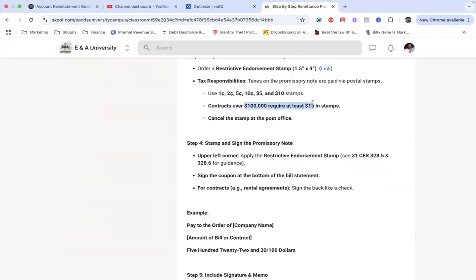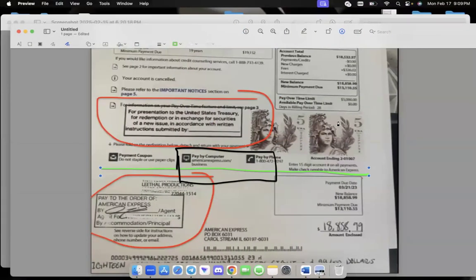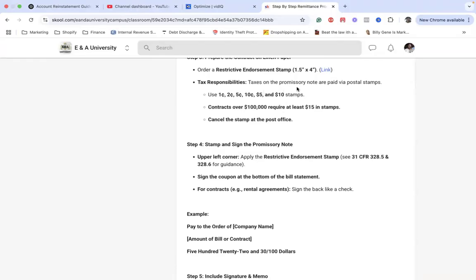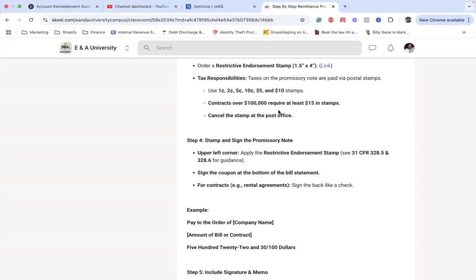Large contracts require at least $15 in stamps, right? Worth of 100,000. Because you need the stamps in order to place them on, as you can see here. This is a $5 stamp, so they placed $10 on this one specifically. But you need to place stamps on these because the post office won't cover this, right? It's a tax thing. You're basically paying taxes. Your payments are a tax, right? Everything's a tax, guys. All payments are taxes.